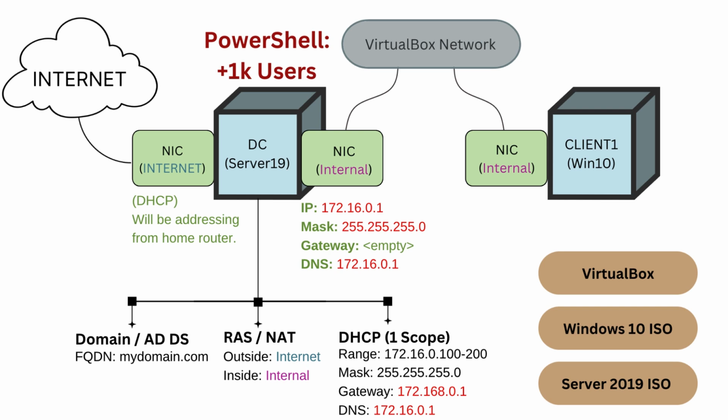Next, we'll install Active Directory on the DC, create a new domain, and configure NAT and routing so that clients on the private network can access the internet through the DC. We'll also set up DHCP on the DC, ensuring that when we create our Windows 10 client virtual machine, it will automatically receive an IP address.